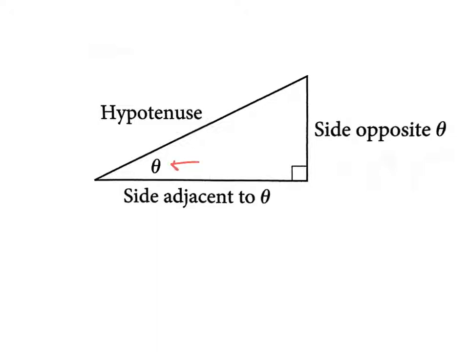If you see that symbol right there, that's called theta. It's used all the time in trigonometry to represent an angle. So usually an acute angle, but it could be obtuse also. But theta is an angle. Everything is based on where theta is.